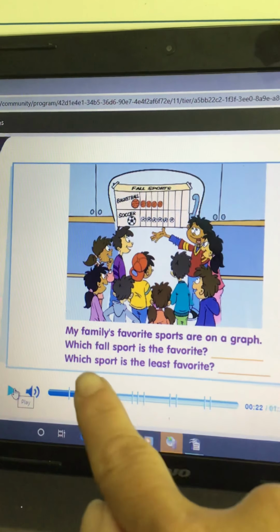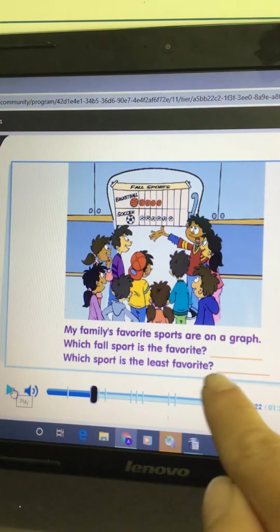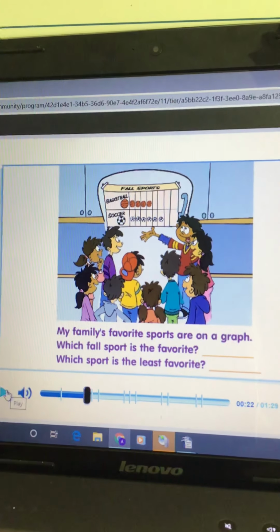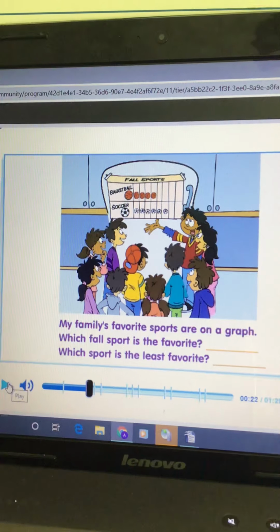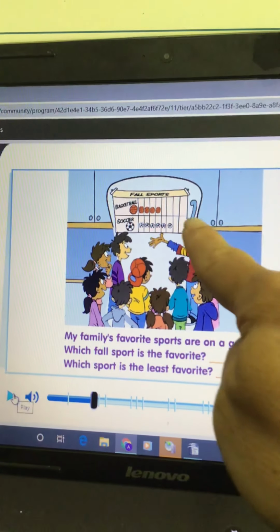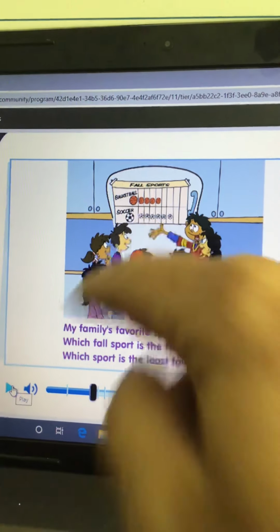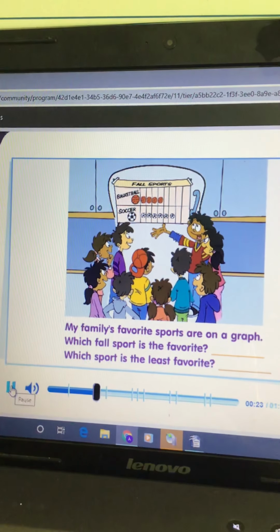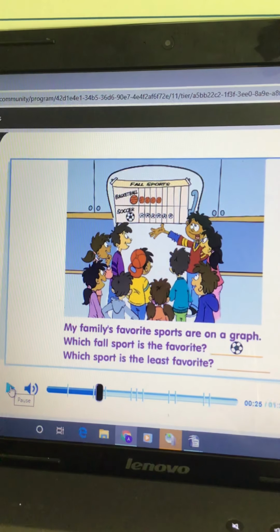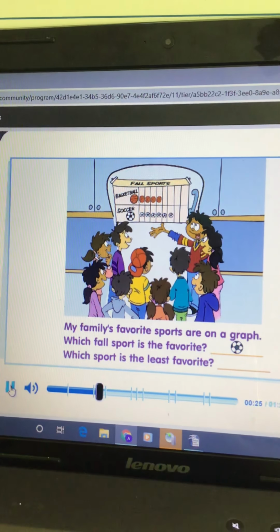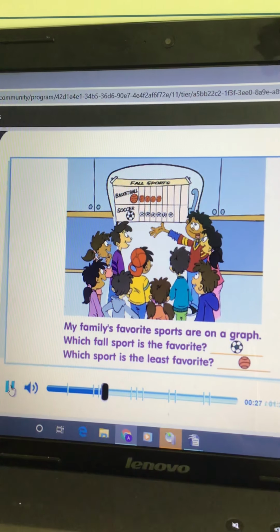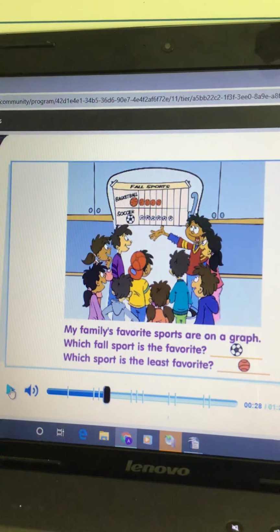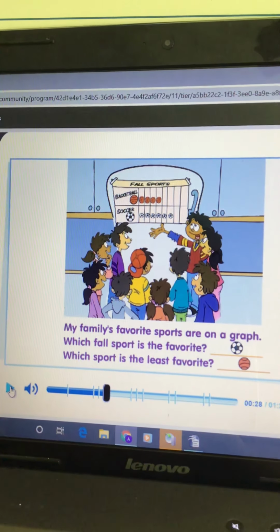Which fall sport is the least favorite? Remember what that math word least means. It means the smallest amount, or the one that is smaller. So we would know by looking at the graph that basketball has a smaller amount. Basketball. So soccer was the favorite, had the most. Basketball was the least favorite, had the smaller amount.